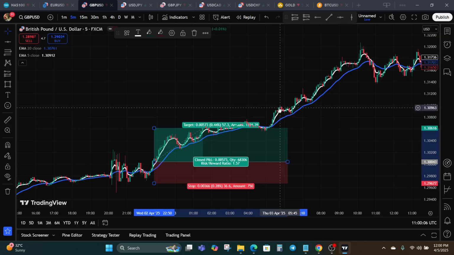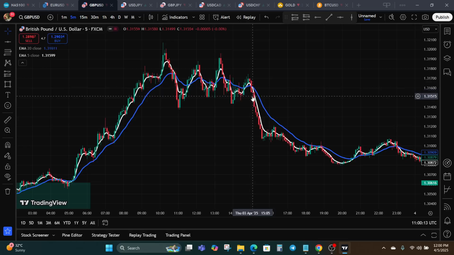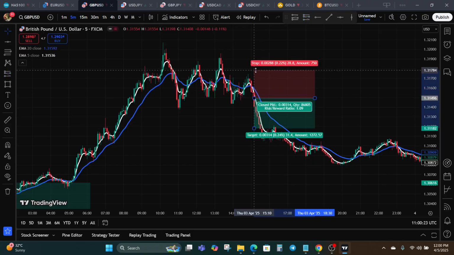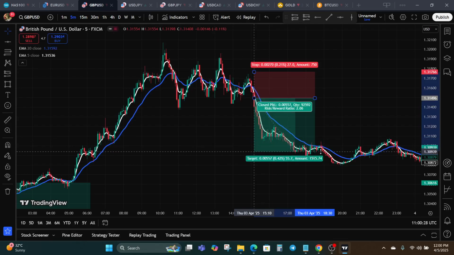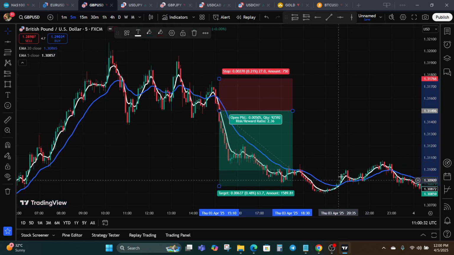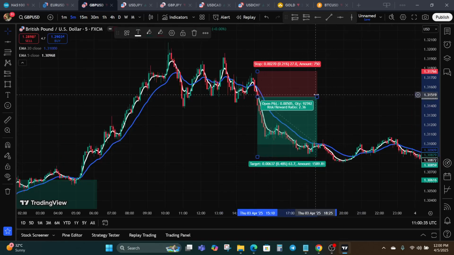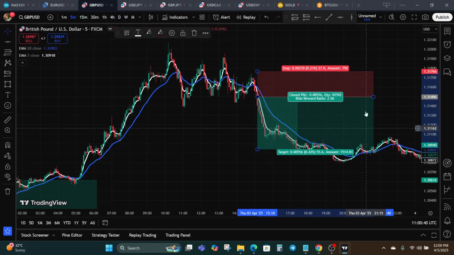Then for your sell signal, when the 5-period EMA crosses below the 20-period EMA, this suggests that the market might be entering a downtrend and it's time to consider entering a short position. So in this case, we could have considered entering a short position after we got our bearish confirmation. Stop loss above the previous swing high. Take profit can be around key support zones, or you can just wait for when the 5 EMA crosses above the 20 EMA and you just jump out of the sell trade immediately. So in that case, we would have exited somewhere around here.